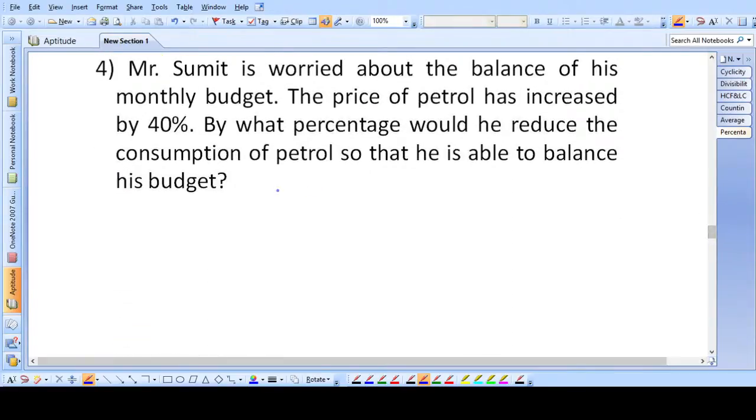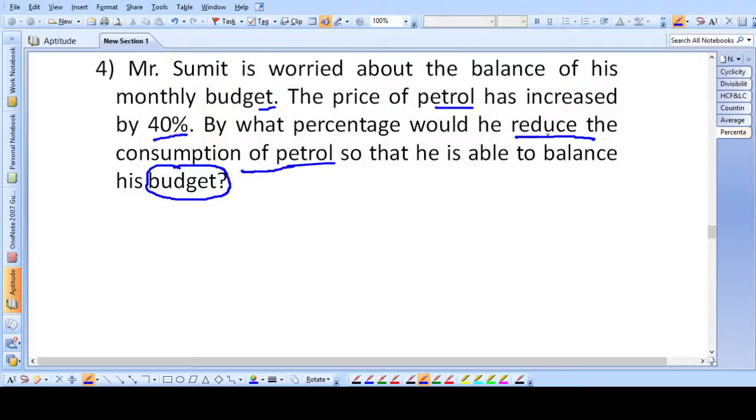Okay, now if Sumit is worried about the balance of his monthly budget, the price of petrol increased by 40%. So there is a commodity which is petrol, or an item you can say. That price has increased by 40%. By what percent would he reduce the consumption of petrol, so that he is able to balance his budget? So the budget is fixed, and you have to reduce the consumption in order to maintain the budget.